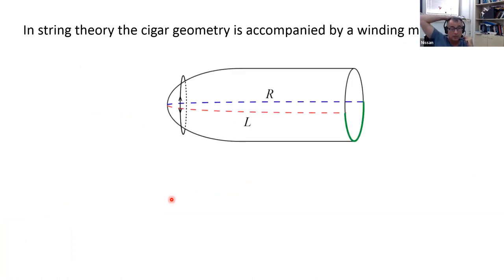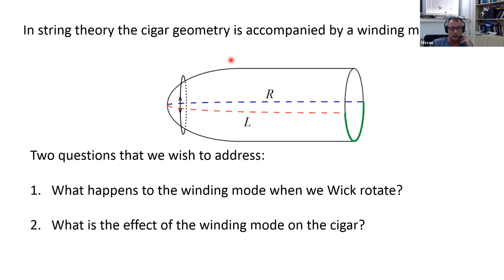In string theory, the situation is a bit more interesting, because once we have a cigar, it is accompanied by a winding mode. Once you realize that, there are two questions that we would like to address. The first question is, what does the winding mode mean when we rotate back to the actual black hole, which is the thing that we really care about. The second is, what is the effect of the winding mode on the cigar? In this talk, I'll address both of these questions.